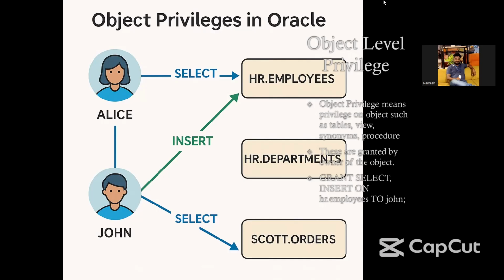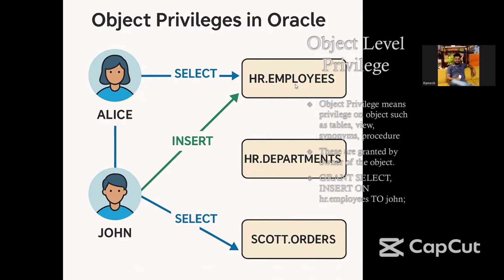But John can insert the data in the HR table, I mean the employee table. But he cannot select the data from the HR schema employee table, because he doesn't have the privileges. So he can do only insert. He cannot do the select statements.